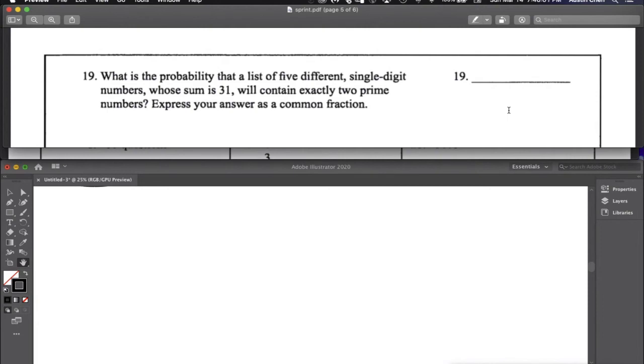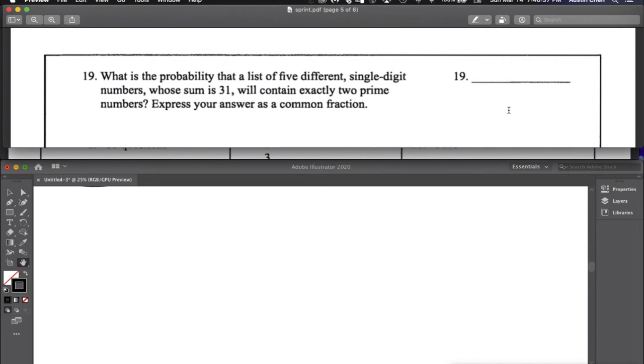Number 19. What is the probability that a list of 5 different single-digit numbers whose sum is 31 will contain exactly 2 prime numbers? Express your answer as a common fraction. Alright, this one we thought was a little bit weird. You have a list of 5 different single-digit numbers that sum to 31, and you want to know the probability that the list has 2 prime numbers.